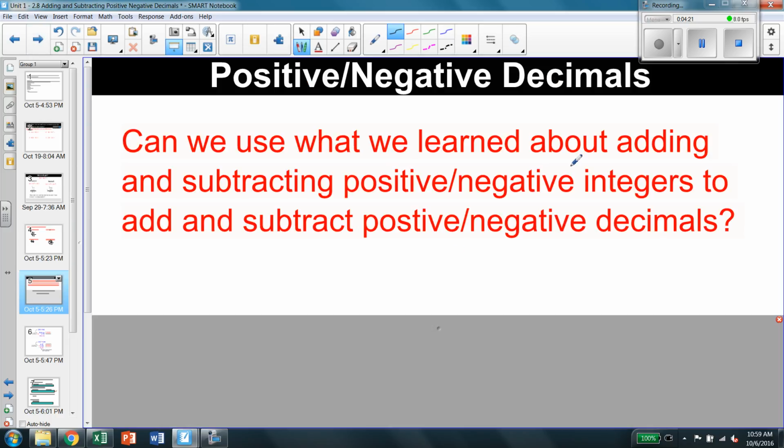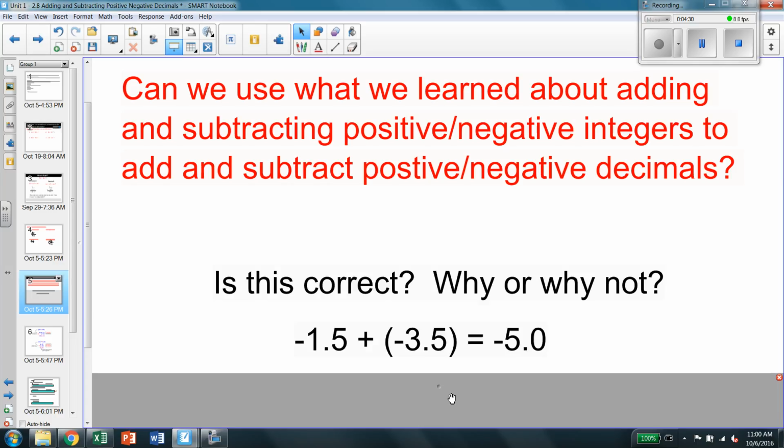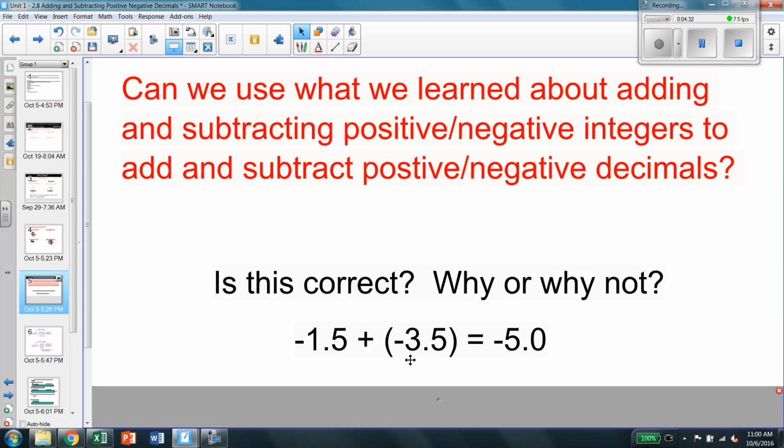Can we use what we learned about adding and subtracting positive and negative integers to add and subtract positive and negative decimals? So I'm going to show you something. Is this correct? Can I write this, and does this make sense mathematically?